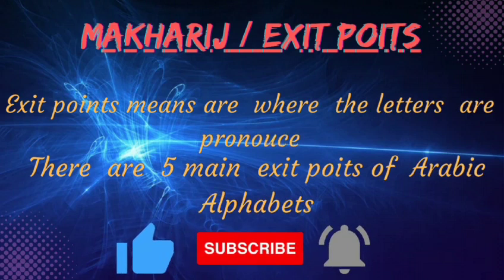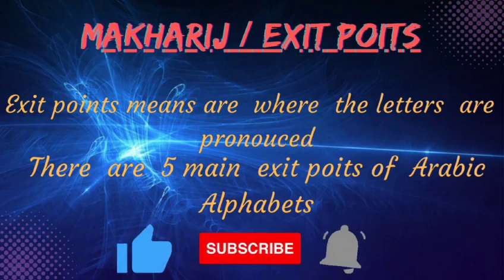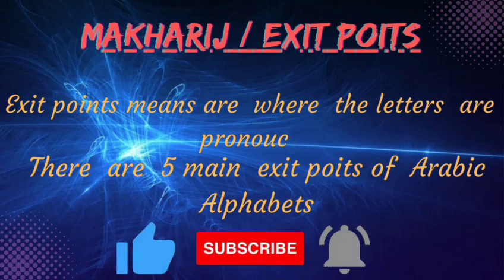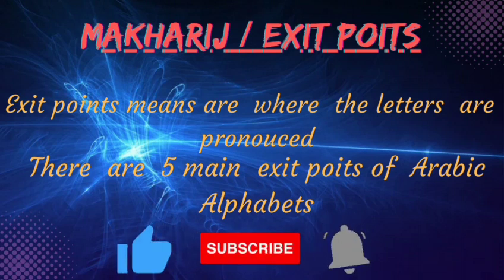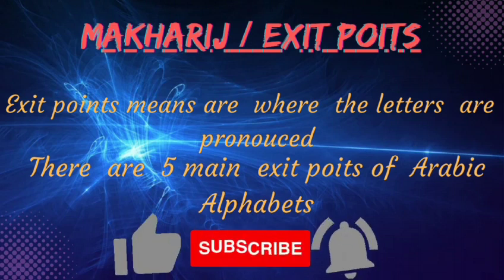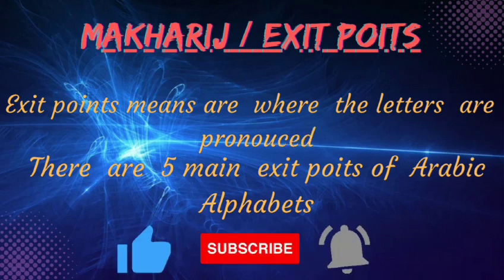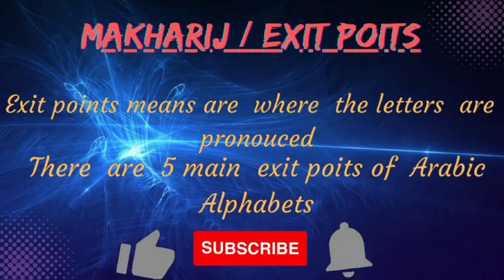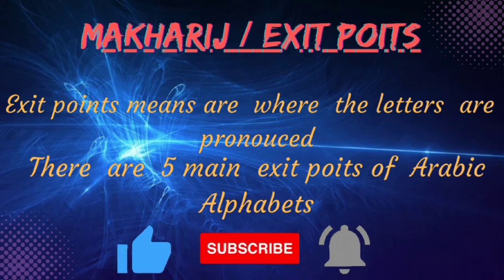In our previous lessons we covered the alphabets Alif to Ya. So in this video we will study about makharij. Makharij means exit points. Exit points means where the letters are pronounced, for us to be able to pronounce the Arabic alphabets correctly to help us with our tajweed. So there are 5 main exit points of Arabic alphabets.